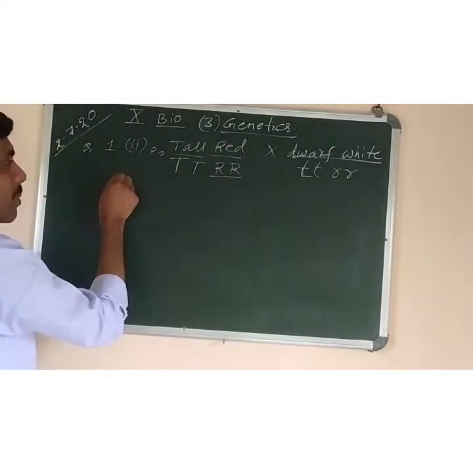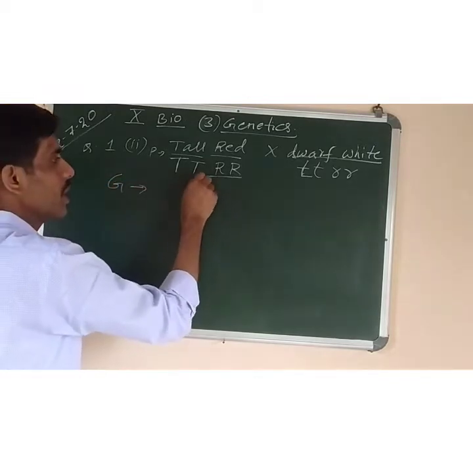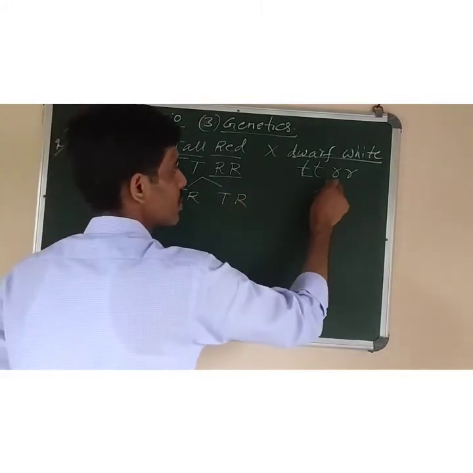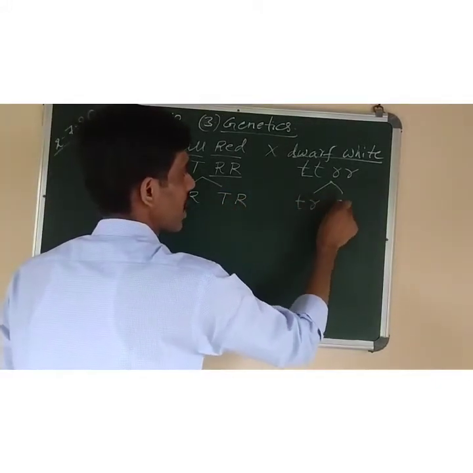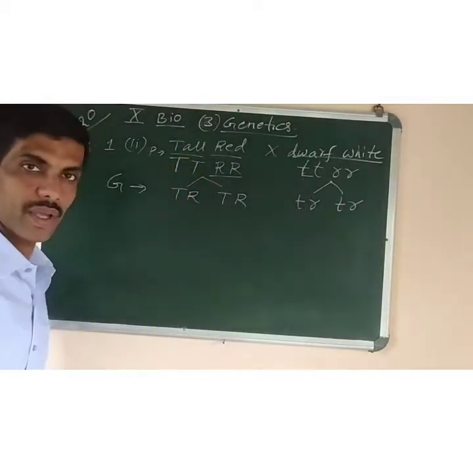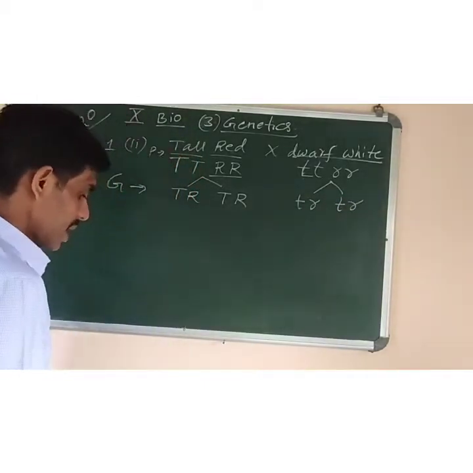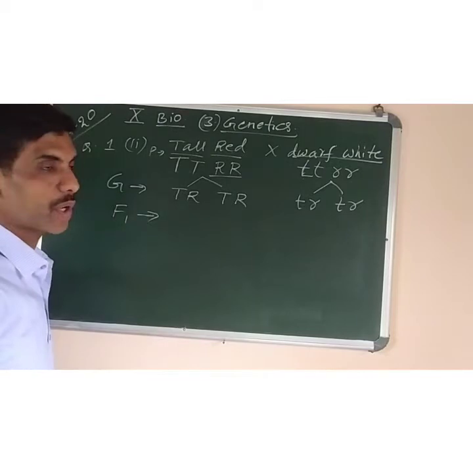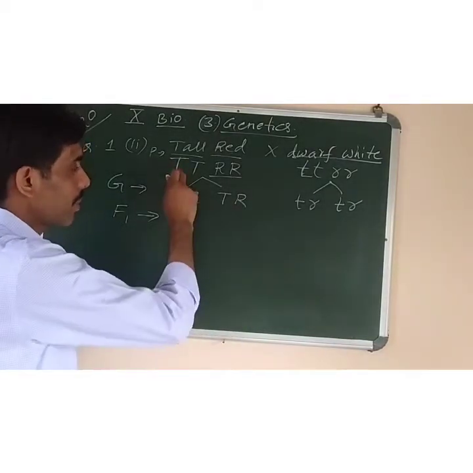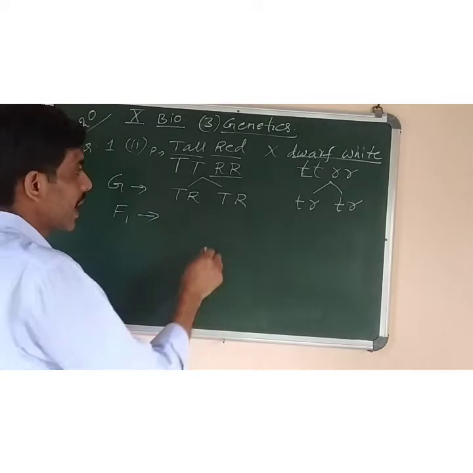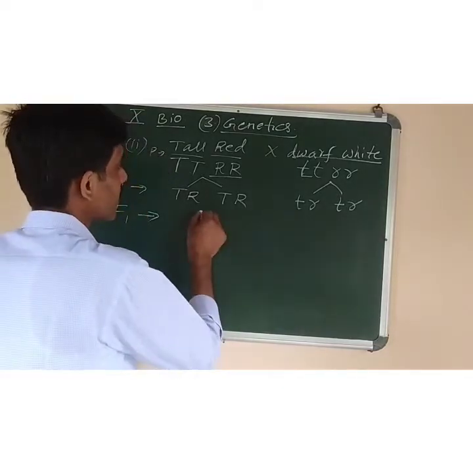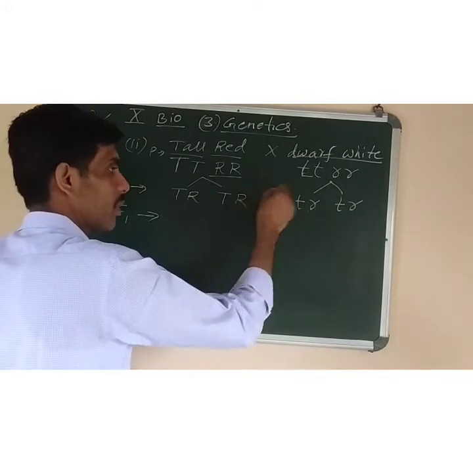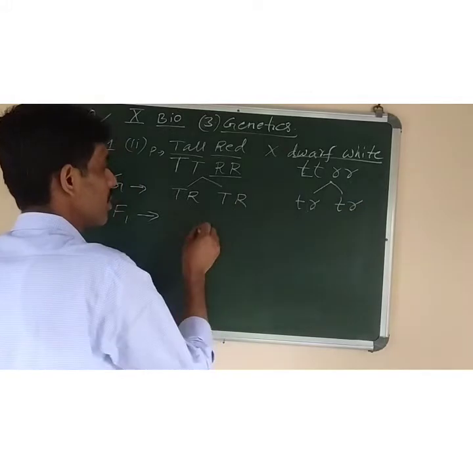Now what type of gametes will they produce? The gametes will be capital T, capital R, capital T, capital R. Here also the two types of gametes will be similar: small t, small r, small t, small r. Now the question which is asked, let's complete up to the F1 generation. F1 means first generation, which is produced by crossing the gametes of the parents. If you combine this one with this one, or this one with the second one, you will get all similar only.